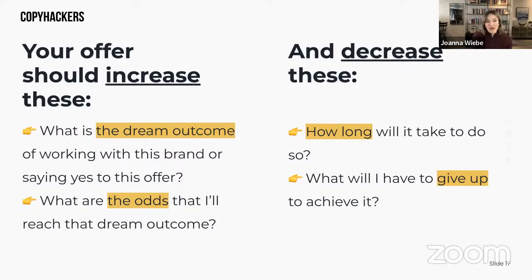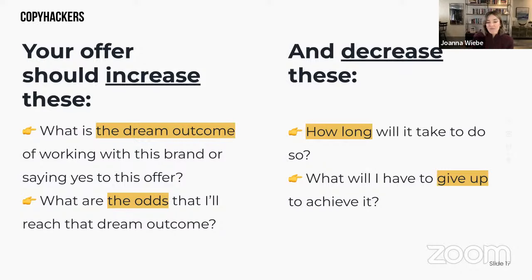So the dream outcome, we want to increase this sense of you're going to get this incredible outcome that you're looking for. And then the odds need to be increased as well. How do you make it far more likely that I will be successful? What have you baked into the offer to make it more likely for me to succeed?